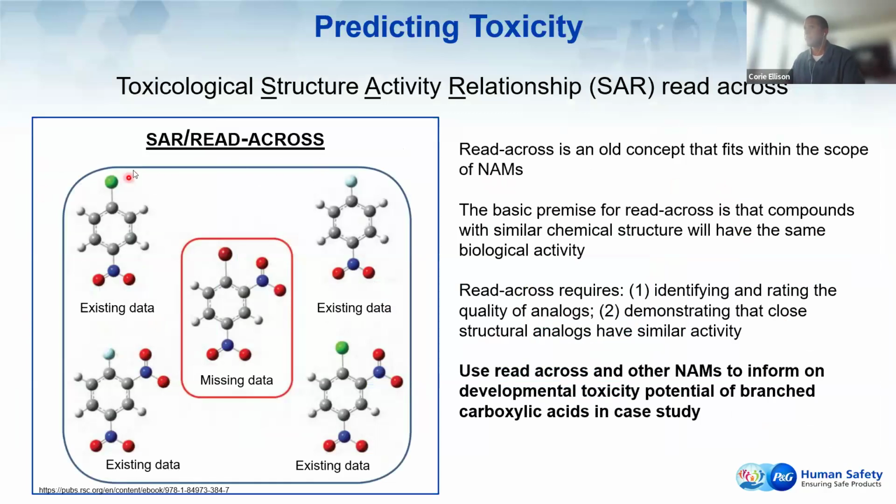An underlying element of the case study is this concept of read across and trying to better understand where it is or isn't appropriate to use for the current case study chemicals. Read across is an old concept that's being increasingly utilized for chemical risk assessment and regulation. The basic premise for read across is that a compound with similar chemical structure will have similar biological activity. That's either because they interact with the same target or because they are metabolized to a common intermediate that acts as the active compound. The use of read across requires identifying quality analogs and demonstrating that the analogs have similar activity. So for the case study, we are interested in understanding if the case study chemicals, which are the branch chain carboxylic acids, have valproate-like effects on development.